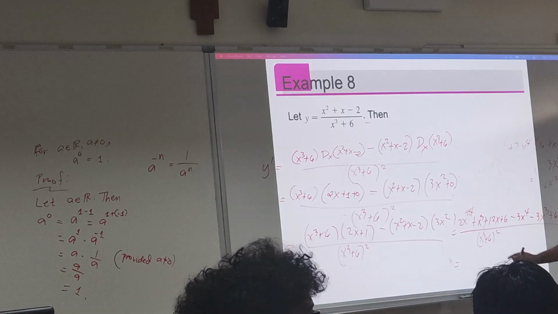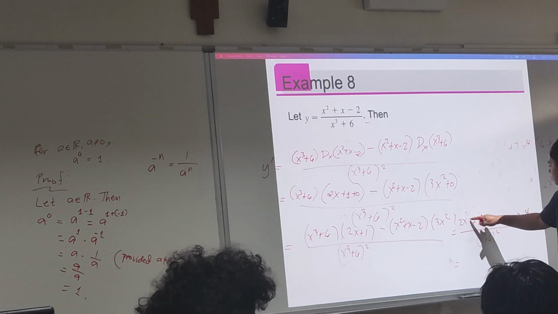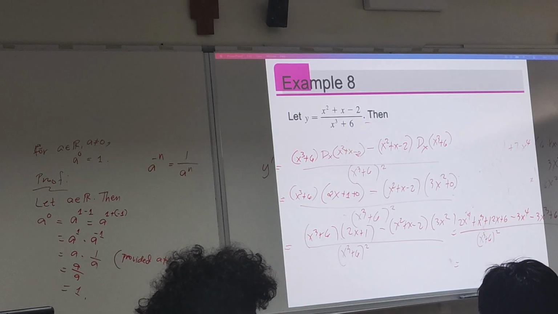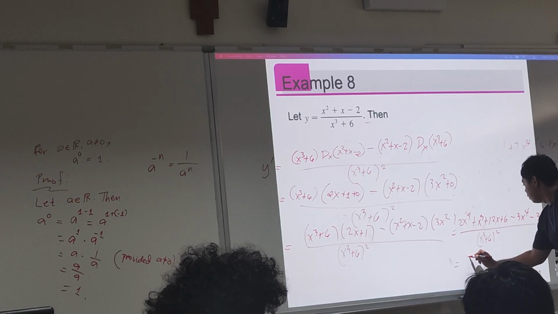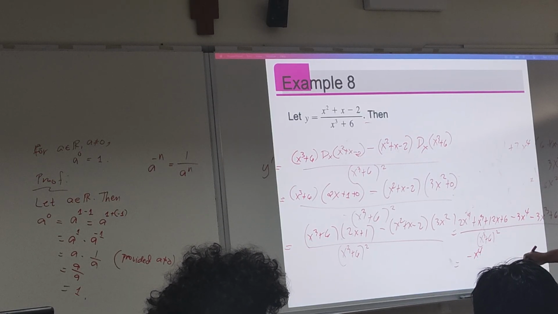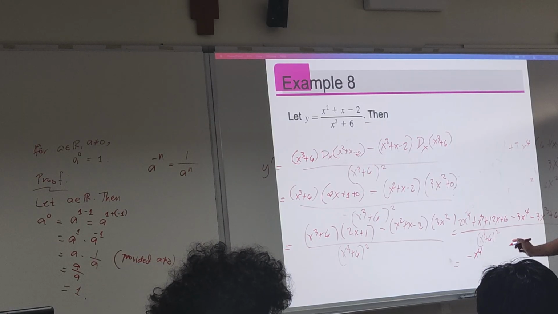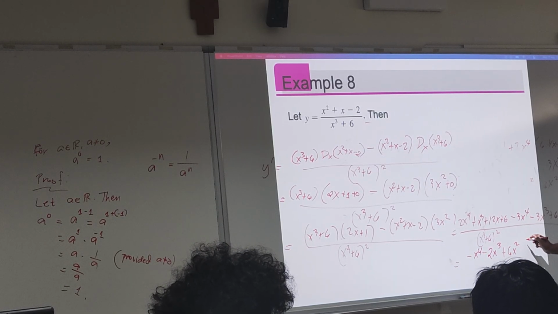So this is equal to, combine like terms: negative x to the 4, negative 2x cubed plus 6x squared, plus 6x, plus 12x.